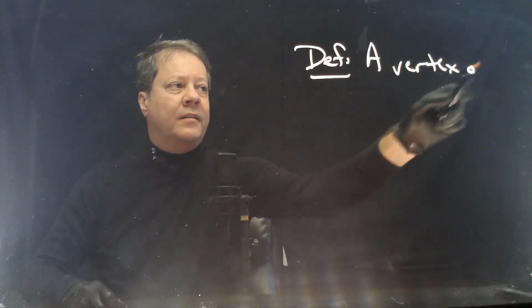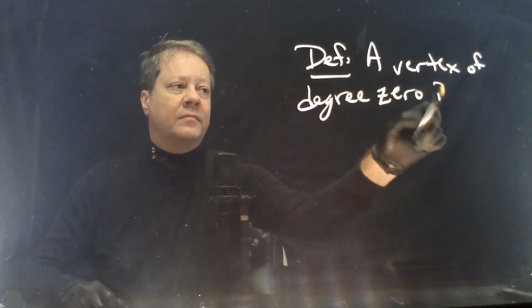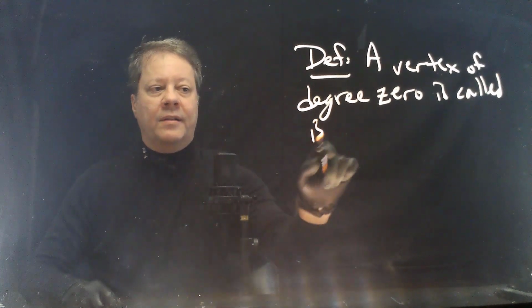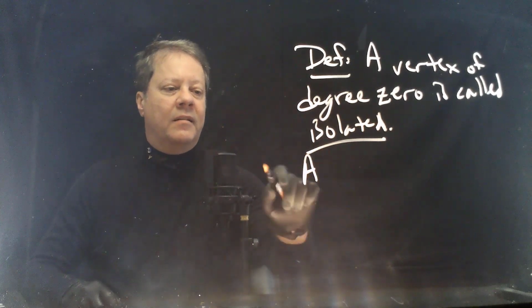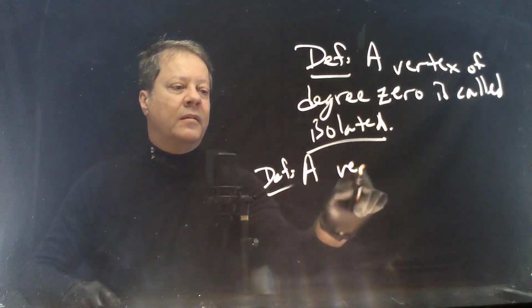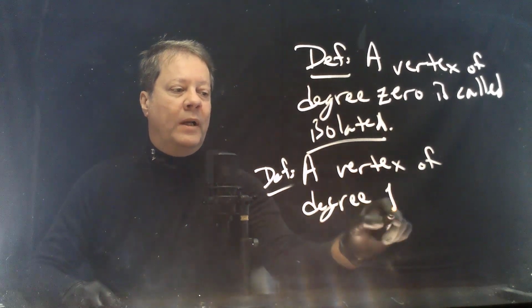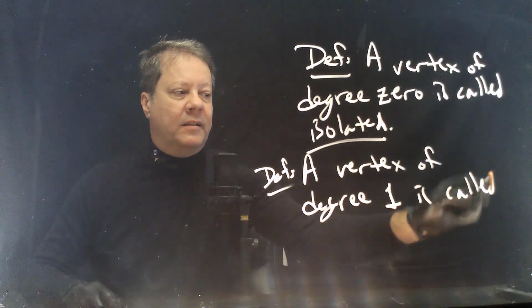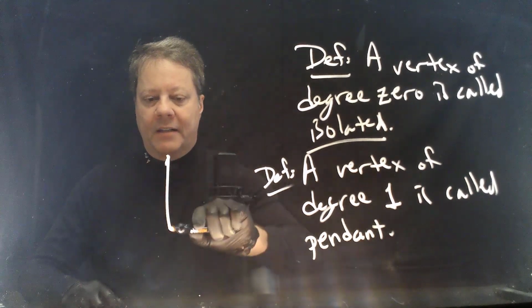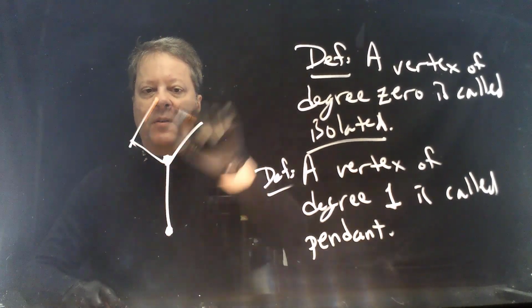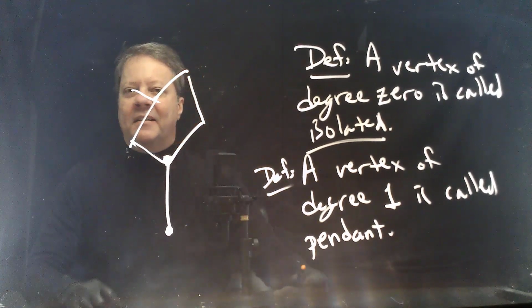A vertex of degree 0 is called isolated. Another definition, a vertex of degree 1 is called a pendant, because it is out there by itself, connected to perhaps a whole tree of different possible things up here, but it's hanging down like a pendant on a necklace.